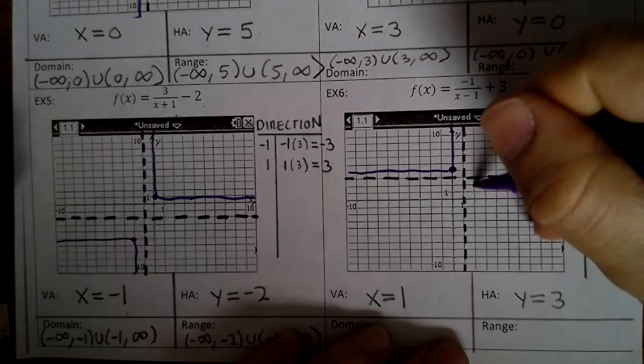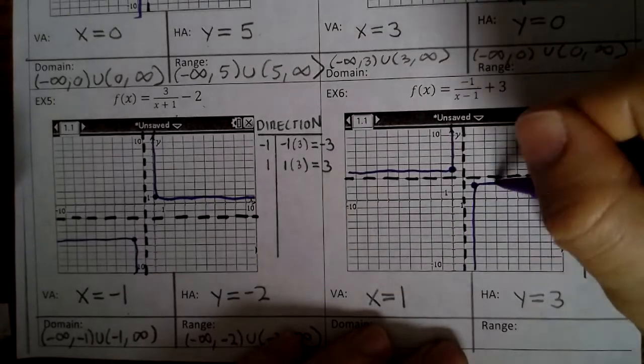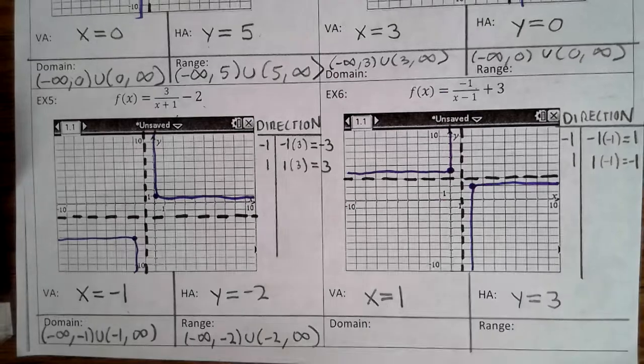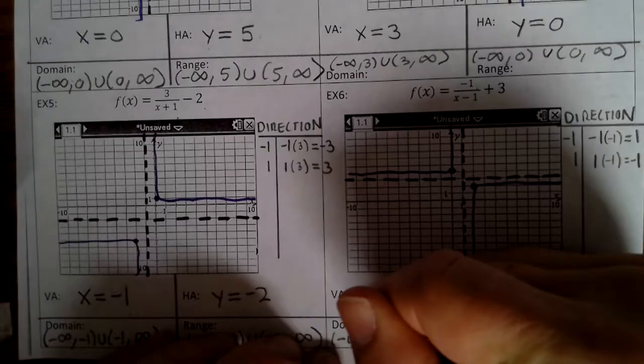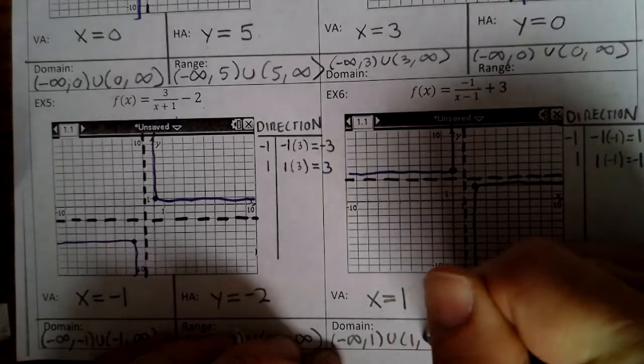Domain and range are really simple. -infinity to 1, or 1 to infinity. And -infinity to 3, or 3 to infinity.